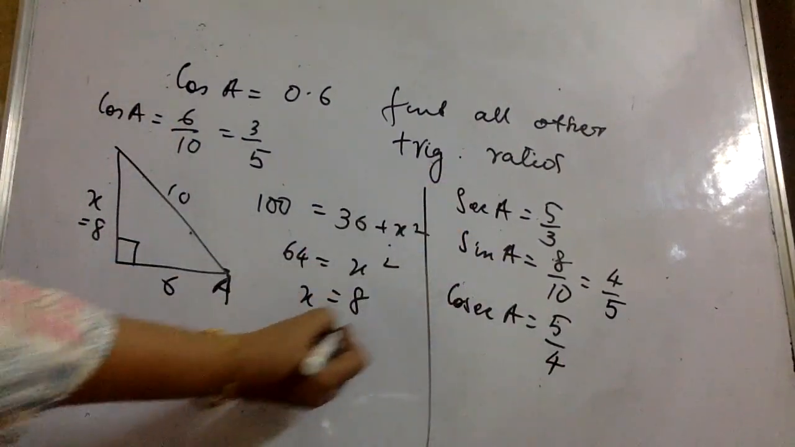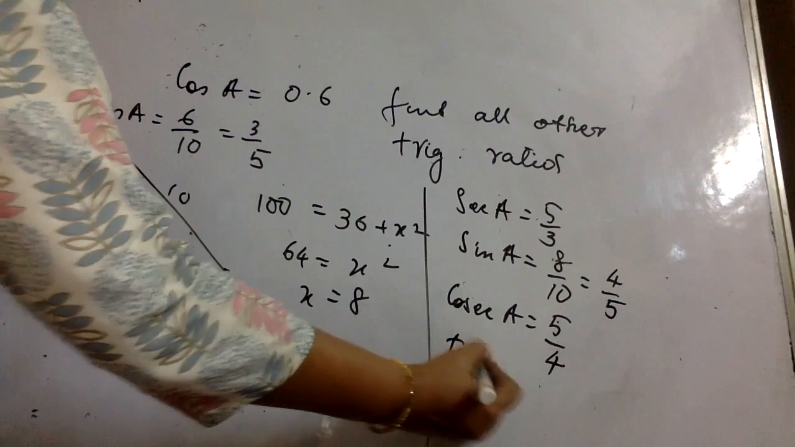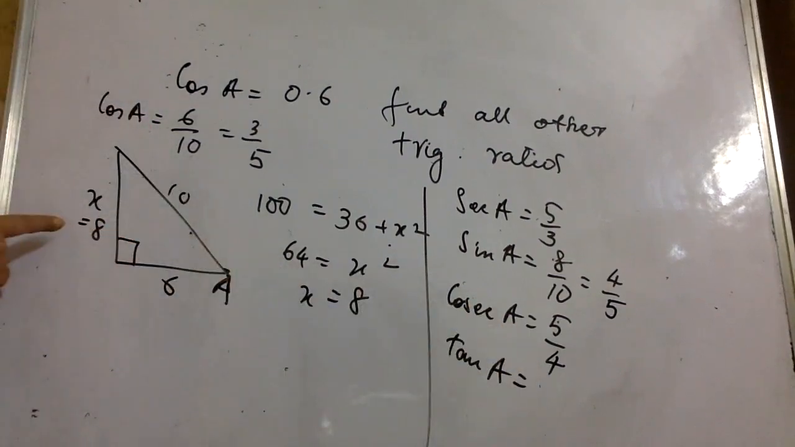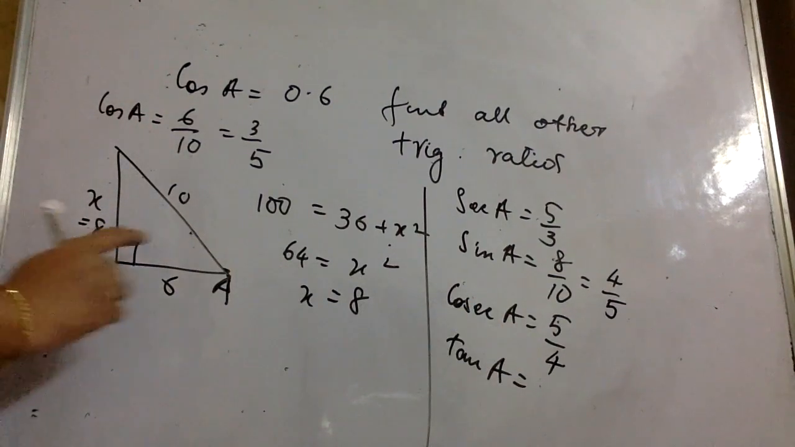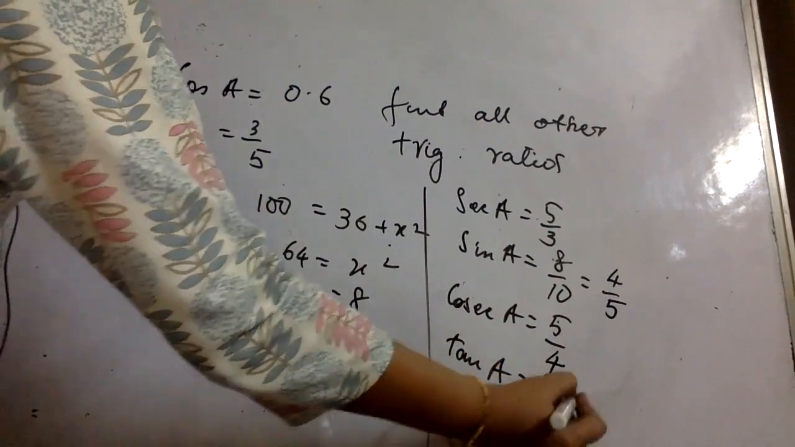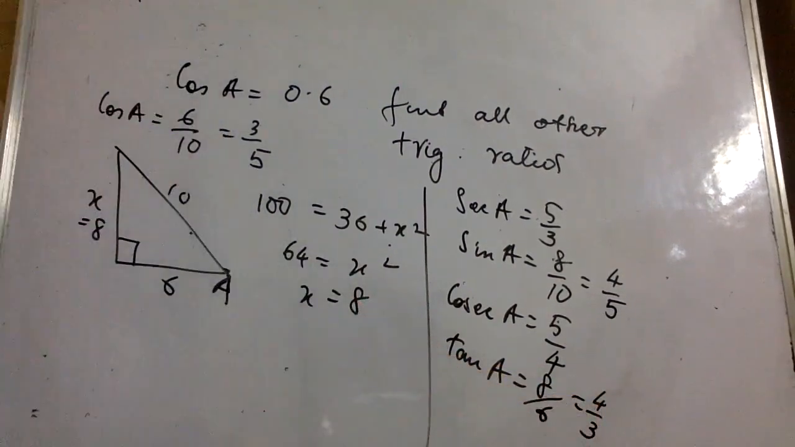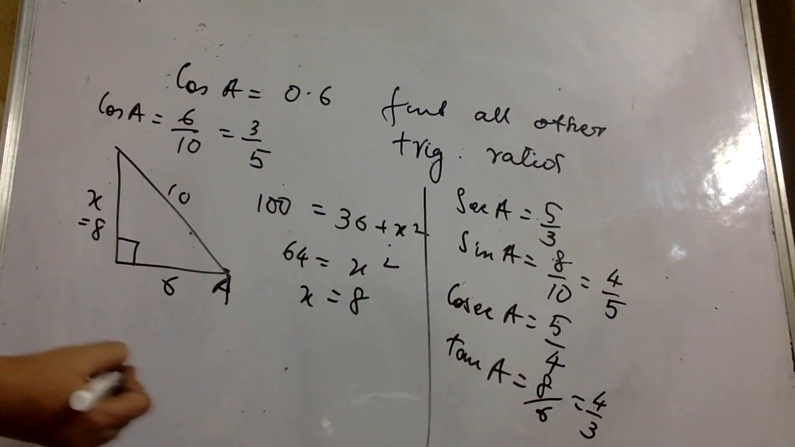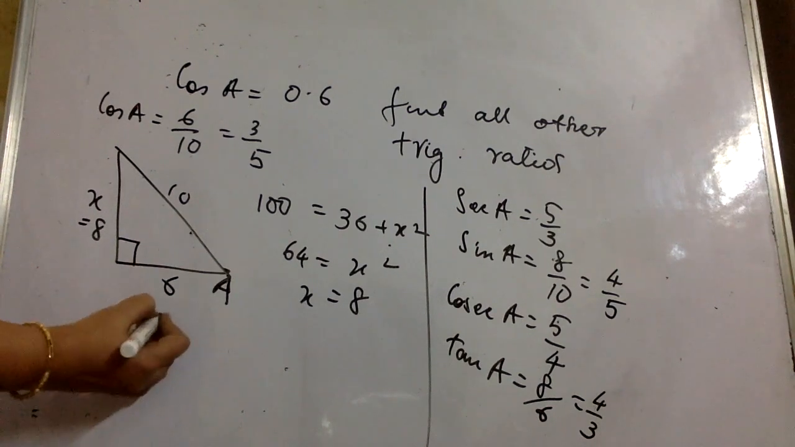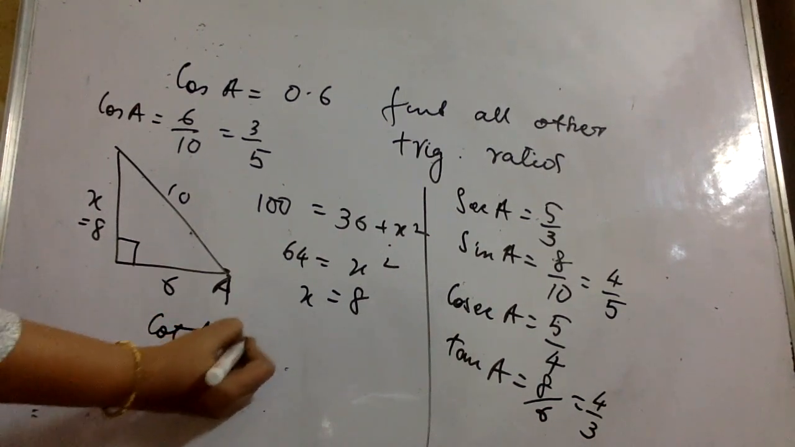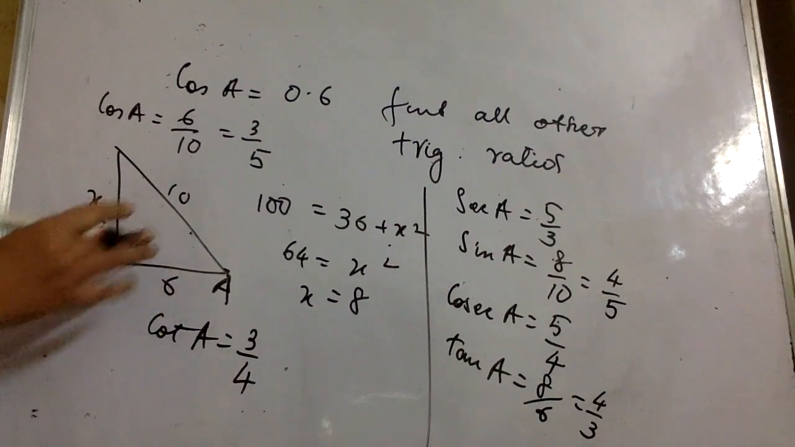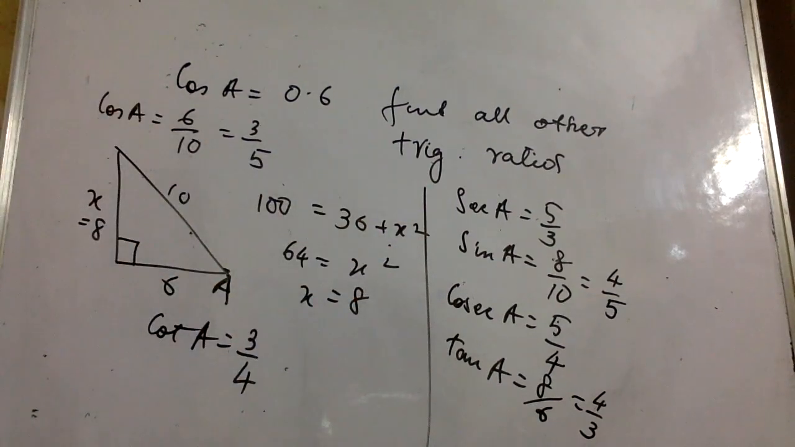Come to tan A, which is 8 by 6, that is 4 by 3. Okay, and then we are left with cot A. Cot A is 3 by 4. So we have found all the 6 ratios. There is no need to convert them to decimals. You can leave it like this.